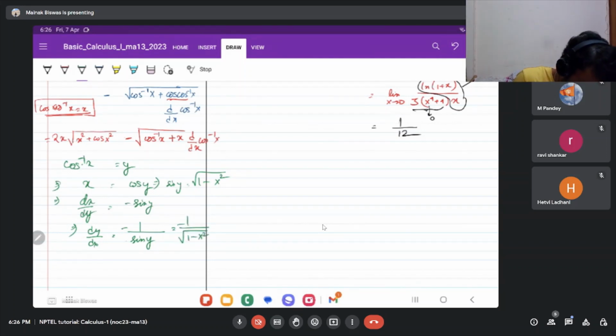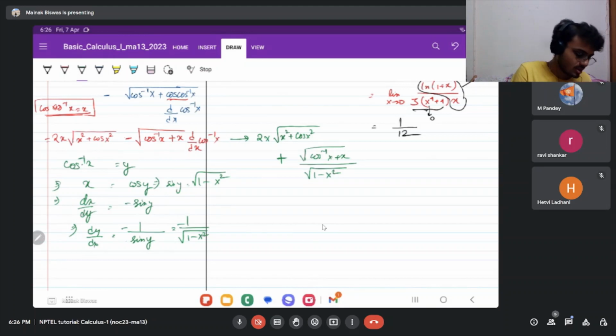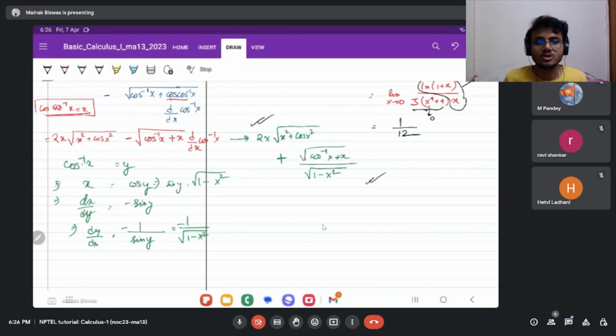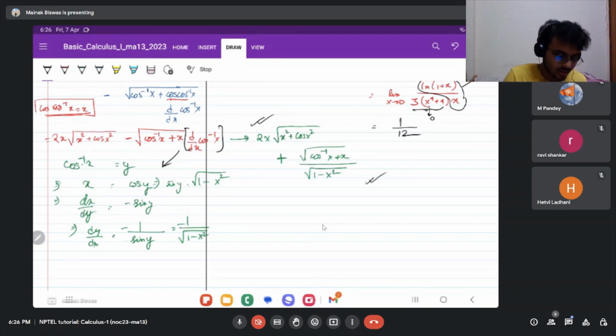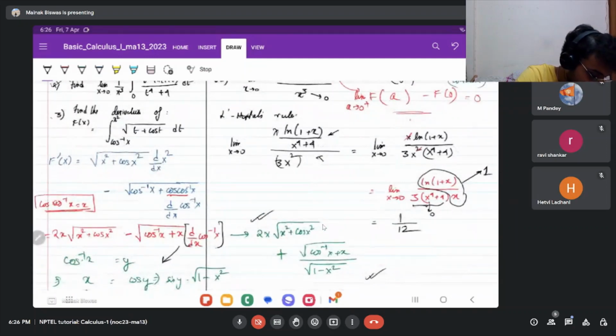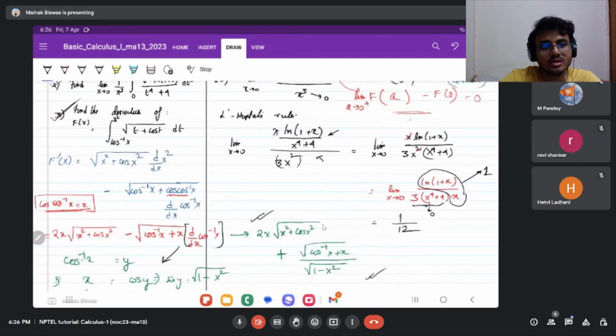1 over x square. So I'll just put it here. So you have 2x times x square plus cos x square, not whole square, sorry, plus cos inverse x plus x by root of 1 minus x square. You have a minus, so this becomes plus. Is it okay? Understood? I'm just finding this derivative over here and just putting the value over there, right? Okay, shall we proceed? I'll wait for a few seconds.